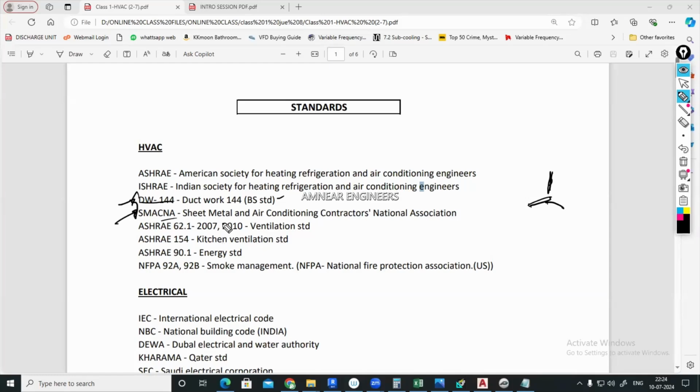SMACNA, Sheet Metal and Air Conditioning Contractors National Association, it's a USA standard only. But abroad it is mixed; some consultancies might be following the BS standard, some might be following the SMACNA standard. Anyhow, this data we are taking from SMACNA only. Fine. The next one, ASHRAE 62.1.